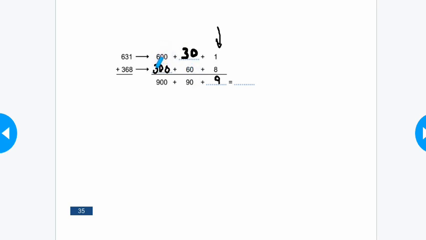Then 600 plus 300, I'm going to start at 600 and skip count on groups of 300. So that's going to be 700, 800, 900. So I have 900 plus 90 plus 9. So I know I'm going to have a 9 in the ones place value, a 9 in the tens place value, and a 9 in the hundreds place value. So my final answer would be 999.